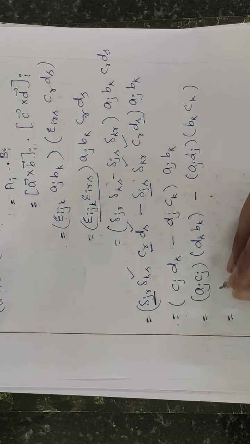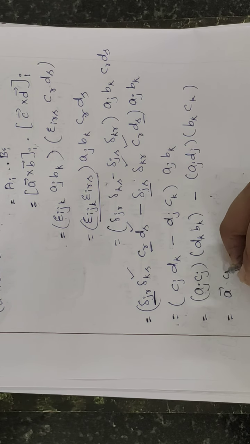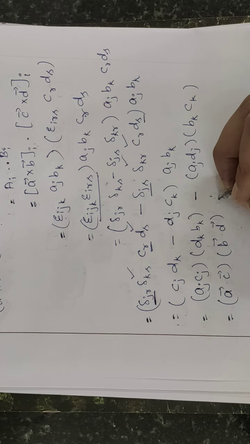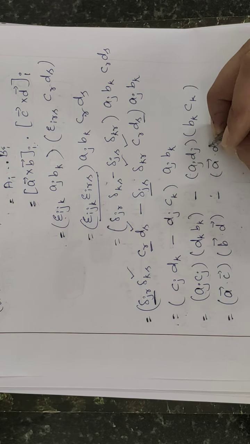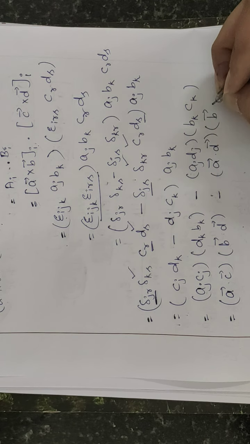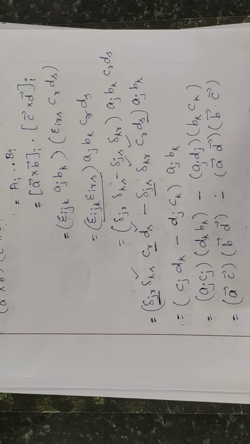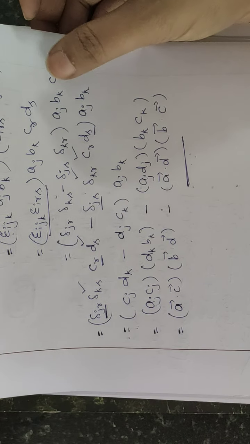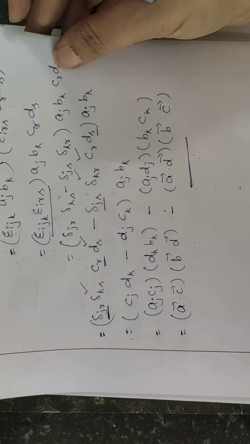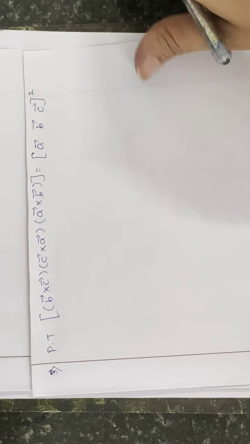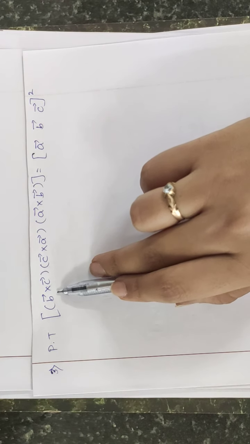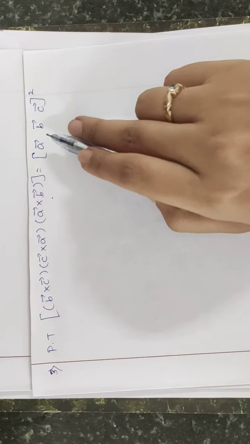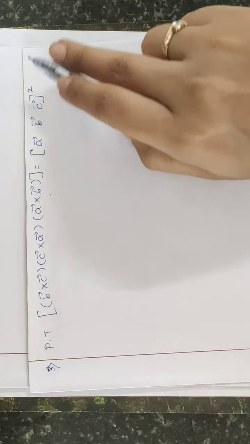So using vector notation, I can write this as vector A dot vector C into vector B dot vector D minus vector A dot vector D into vector B dot vector C. So this is the vector identity we can prove using the epsilon delta symbol. Okay. The next identity is [b cross c, c cross a, a cross b] is equal to [a b c] whole square. We have to prove this.